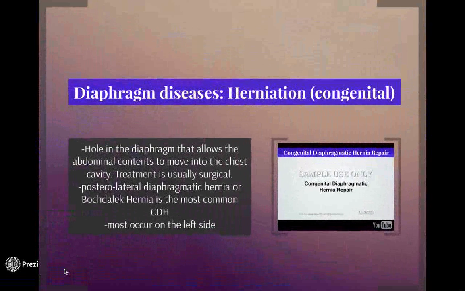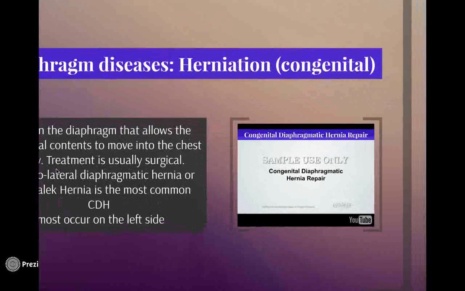Diaphragm diseases. This is the second diaphragm disease, which is a common one. Most people suffer from this, which is a herniation. Congenital herniation is not as common as the normal herniation. A herniation is a hole in the diaphragm that allows the abdominal contents to move into the chest cavity. The treatment is usually surgical. The posterolateral diaphragmatic hernia, or the Bochdalek hernia, is the most common congenital herniation. Most of them occur on the left side of the diaphragm.